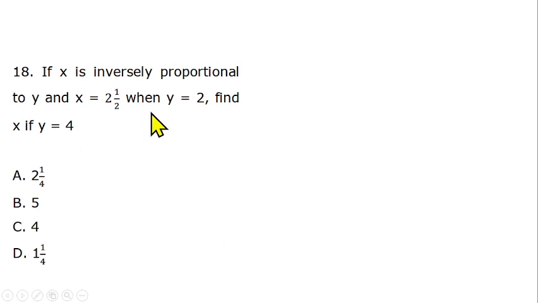Question number 18 is also from variation. If x is inversely proportional to y and x is 2.5 when y is 2, find x when y is equal to 4. So x is inversely proportional to y. So you have this to be written like this. Introduce constant. You have x is equal to k over y.